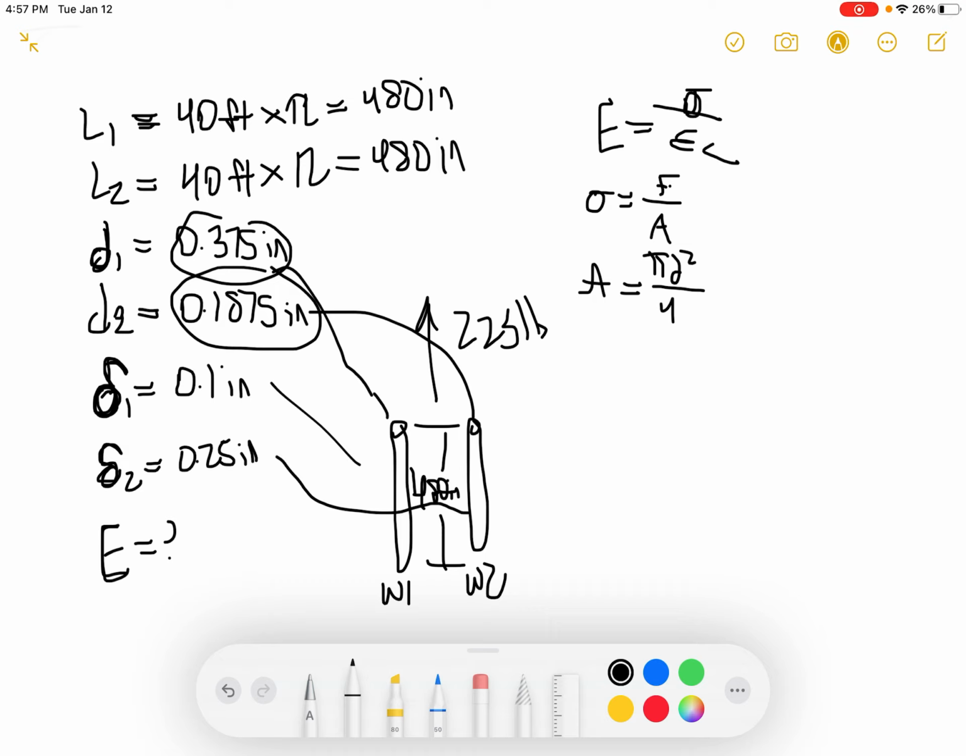And then we also need to still find strain. And the equation for strain is elongation over length. So, we have to use 4 equations. Gosh, this is probably the hardest problem. So, let me see here.